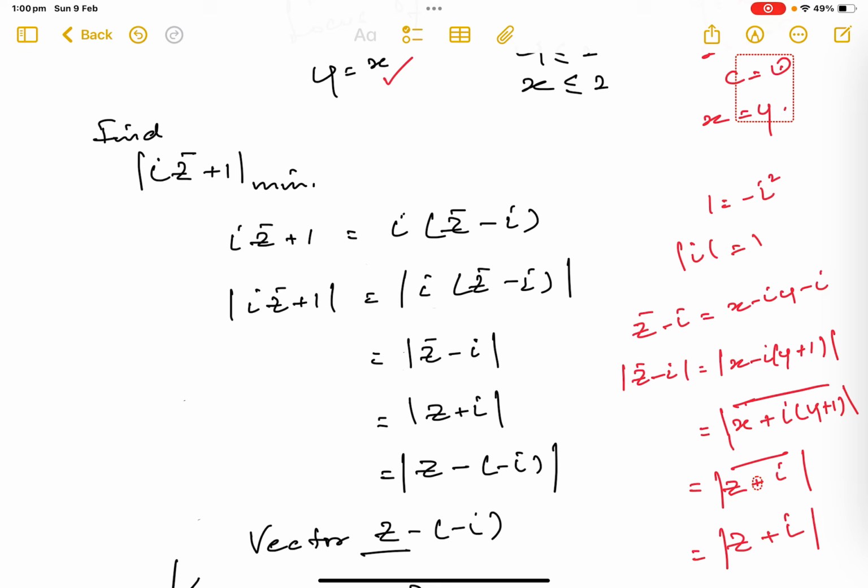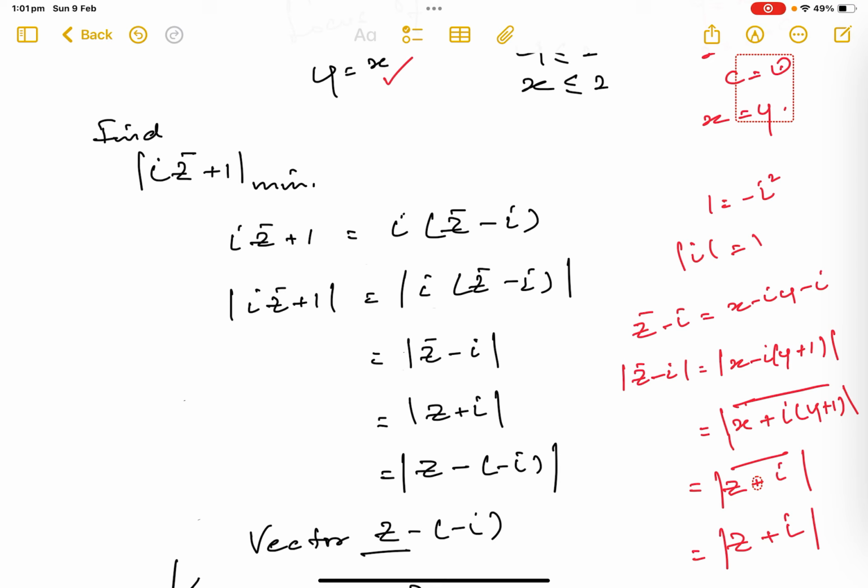But the property of complex numbers: x minus i and its conjugate, its bar. That's what this one is, the x minus iy plus 1. That is the conjugate of x plus iy. So it's just simply that. But the modulus of the conjugate and the modulus of the actual complex number are the same. So that is all I did actually.